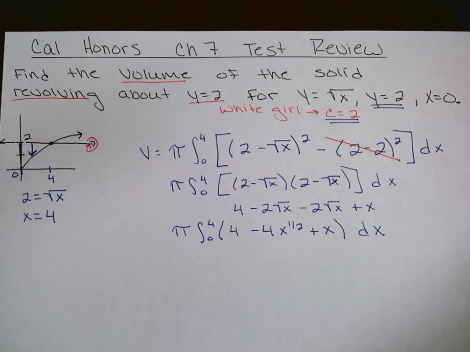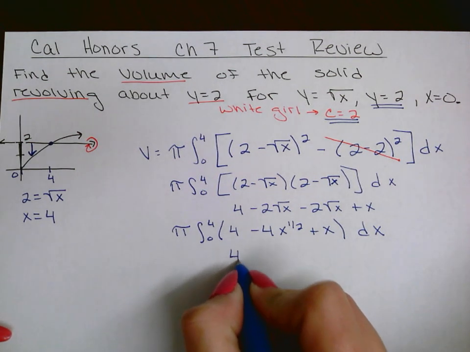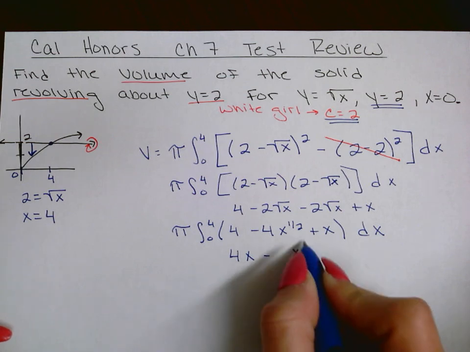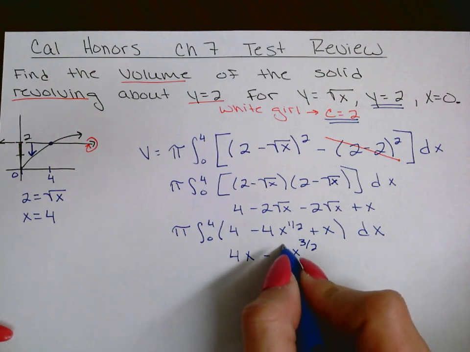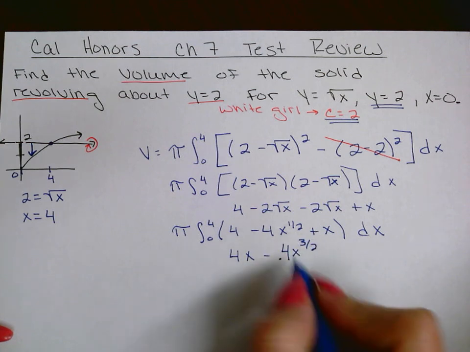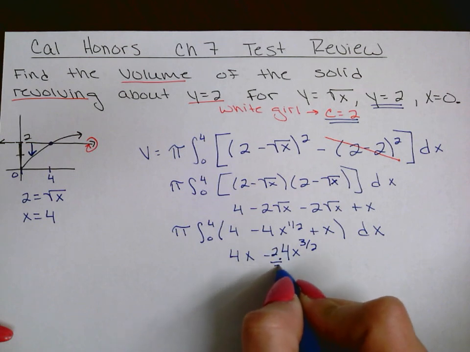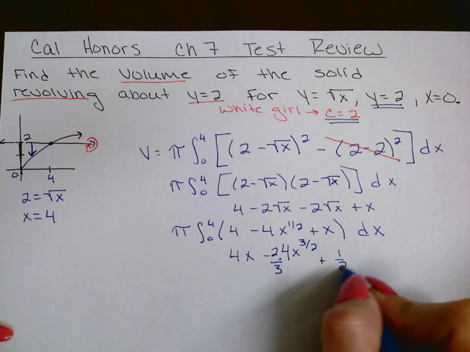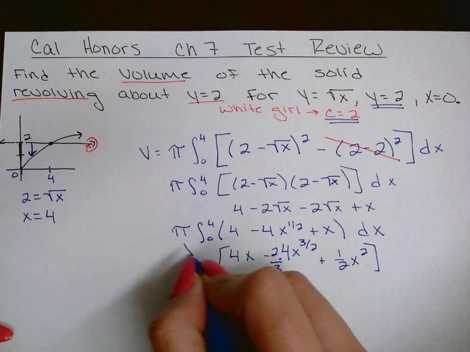So next we go ahead and do our antiderivative. Okay, I end up with 4x. And now here I'm going to add 1 to the exponent, which gives me a 3 over 2. And to that 4, I'm going to divide by 3 over 2, which is by multiplying by the reciprocal, which is 2 over 3. And then plus, this will be half x squared. Don't forget to bring down that pi.